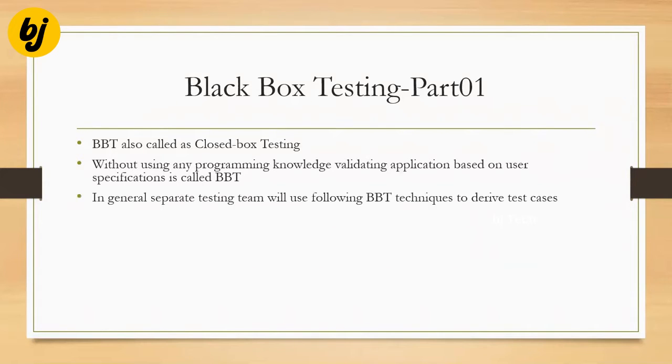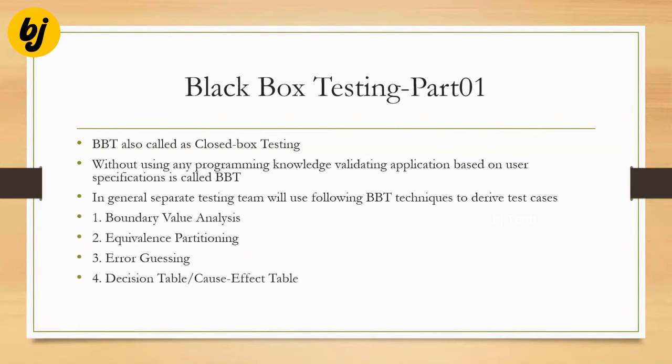Who is going to use this kind of technique? In general, a separate testing team will use blackbox testing techniques to derive optimal test cases. What techniques are there? One is boundary value analysis. Second is equivalence class partition. Third is error guessing. Fourth is decision table or cause effect table. Fifth is state transition coverage. These are the five blackbox testing techniques.